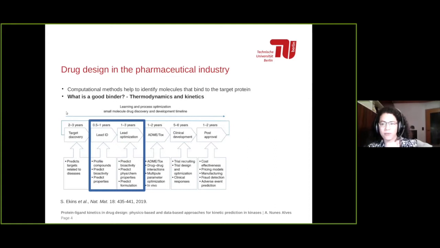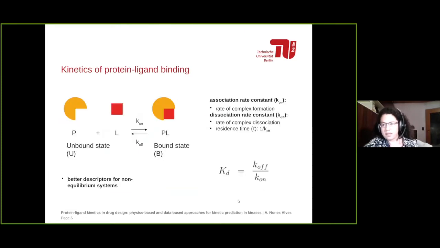First of all, if you want to identify a small molecule that binds to a protein target, one of the things we have to do is to decide on quantitative metrics of what is a good and a bad binder. And that's where thermodynamics and kinetics of protein-ligand binding come in. Thermodynamics is usually given by the dissociation constant, Kd, and this applies for equilibrium properties. But today I want to highlight to you two metrics that do not apply to equilibrium systems. One of them is K-on, which is the association rate constant, and the other is K-off, which is the dissociation rate constant or the rate of complex dissociation.